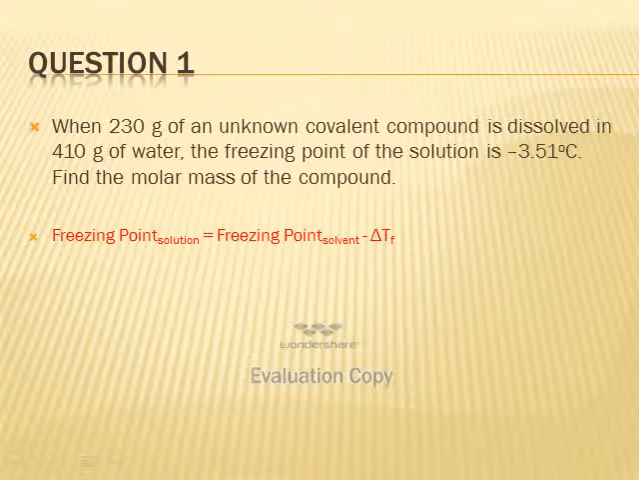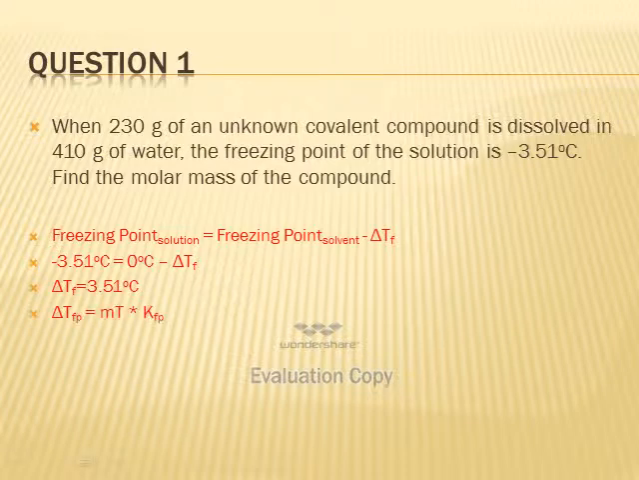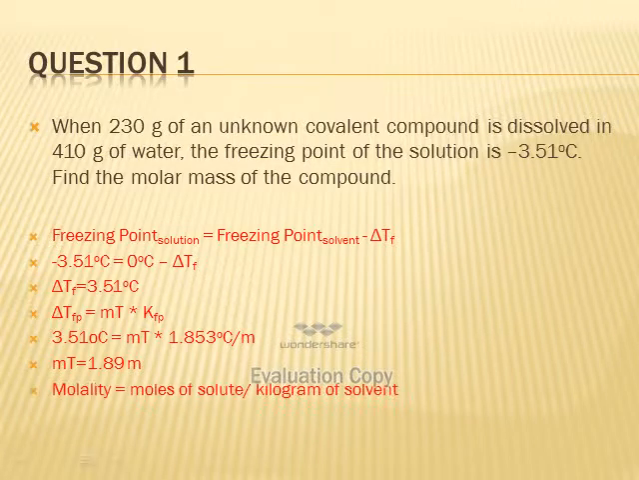Freezing point of solution is freezing point of solvent minus delta TF. We are able to solve for delta T, which should equal 3.51 degrees Celsius. We are able now to solve for mt. Delta TFP equals mt times KFP. mt will be 3.51 degrees Celsius over 1.853 degrees Celsius over m, which equals 1.89 m.